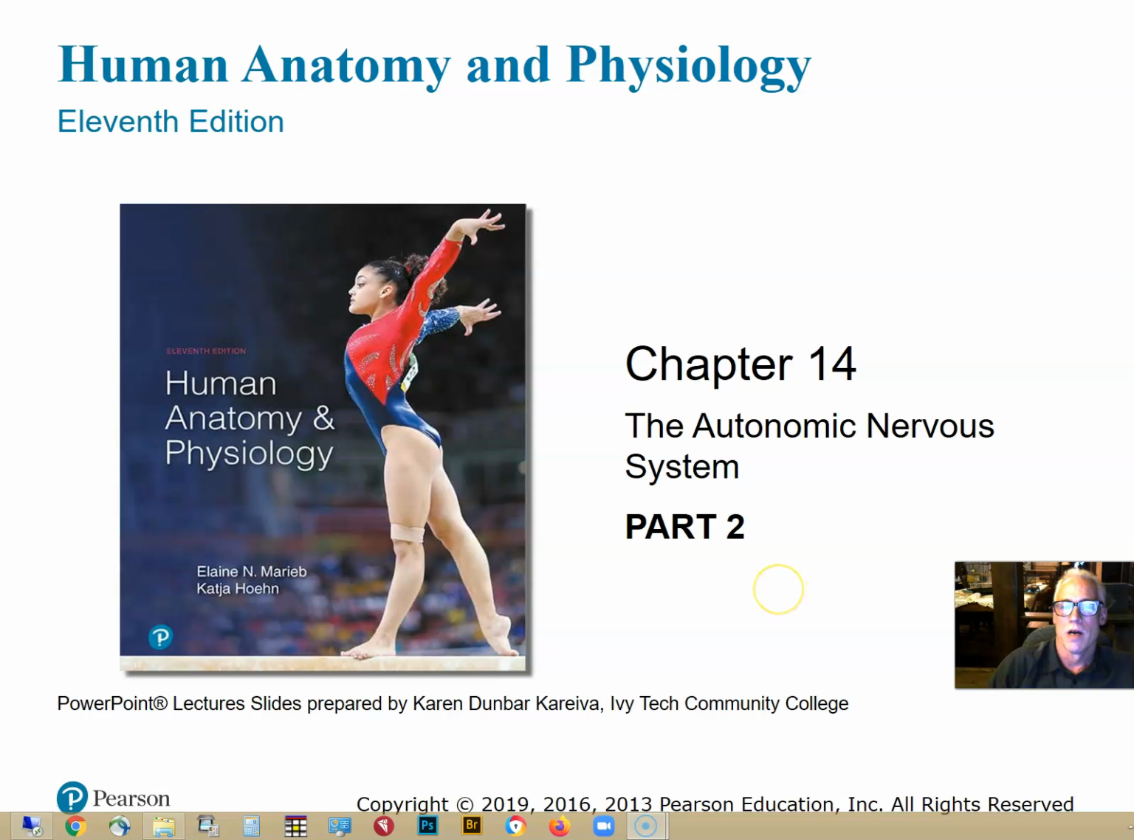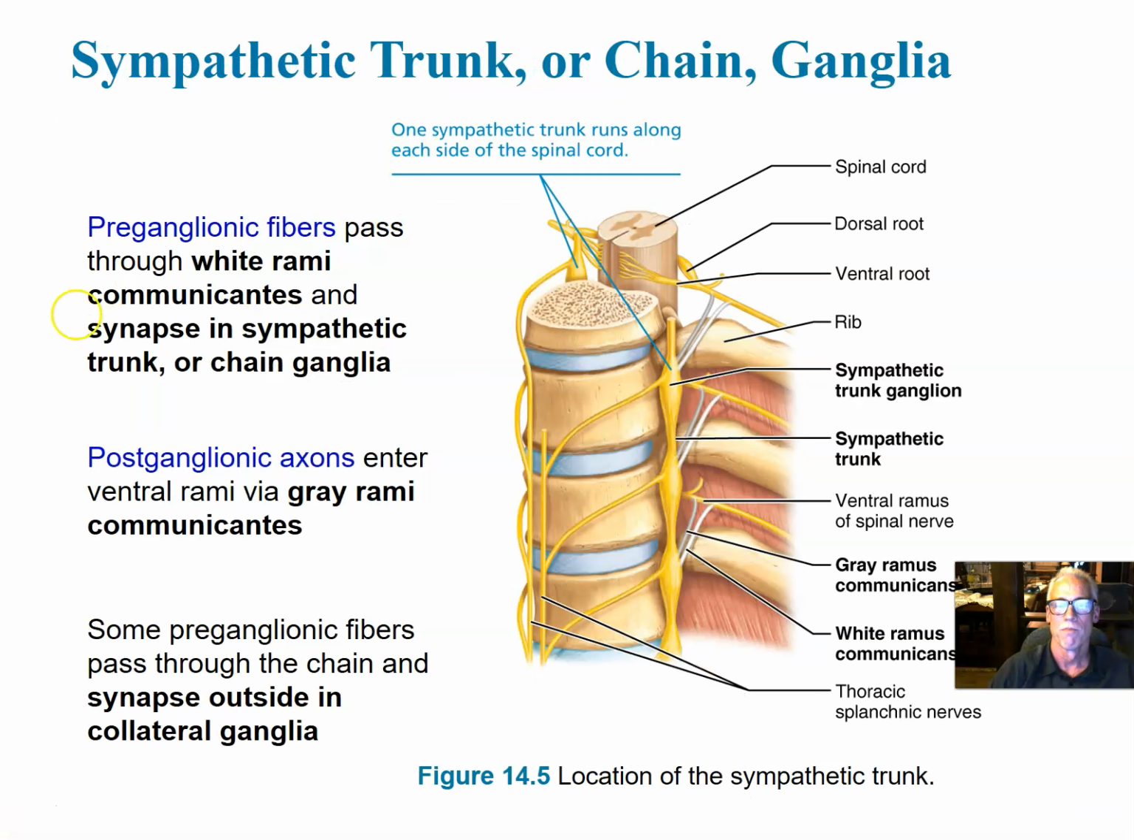All right, today we're going to be talking about Chapter 14, the autonomic nervous system, the sympathetic and parasympathetic nervous systems. In the first part of this chapter, we got a pretty good handle on the layout of the two divisions, these two motor divisions of the autonomic nervous system. Now we'll take a little closer look at the layout of the sympathetic nervous system, and then we'll look at the functions of those two divisions, specific functions on an organ-by-organ basis.